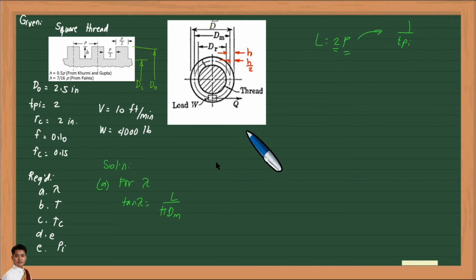But how about yung ating mean diameter? So meron tayong D. Paano ba natin ngayon isosolve yan? So pagdating doon sa ating figure, ito yung square thread. Kumbaga yung diameter dito, na outside diameter, ito yon. Yung inside diameter, ito.